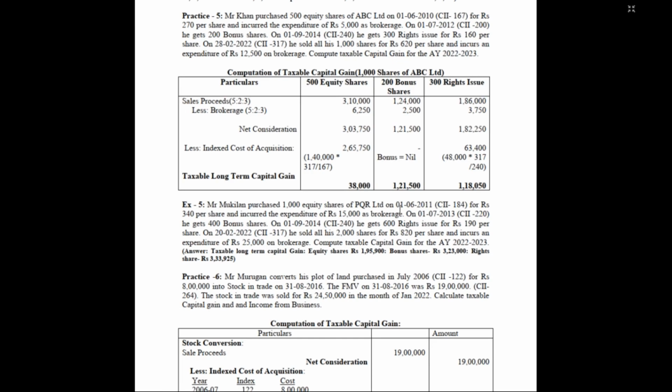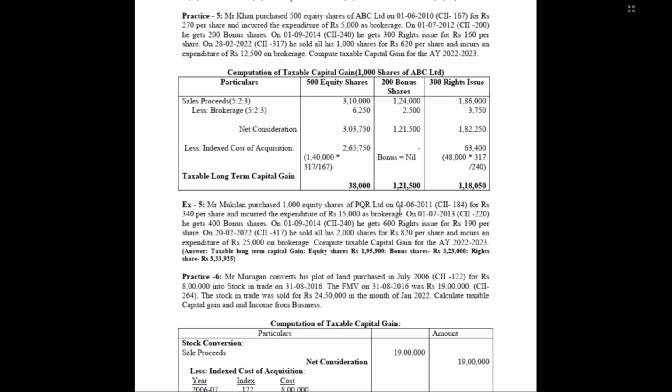So computation of taxable capital gain for 1,000 shares. Actually, we've shown here 3 breakups: 500 original shares, 200 bonus shares and the 300 rights issue. Sale proceeds: 5 is to 2 is to 3. The total amount is 1,000 shares into 620, so 6,20,000 was shared in the ratio of 5 is to 2 is to 3. Less brokerage paid on sales 12,500. The entire 12,500 was also apportioned on the basis of 5 is to 2 is to 3. So balance amount is net consideration.